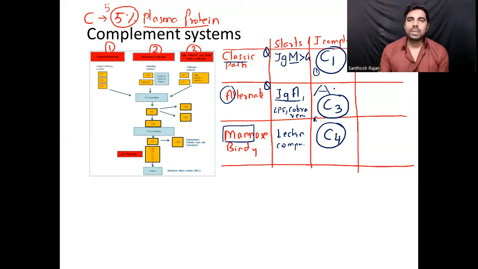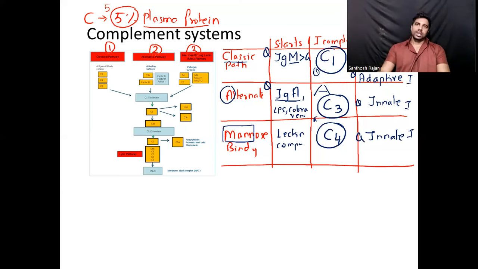As I told you, I've repeated it many times: when we talk about the classical pathway, which immunity are we talking about? Adaptive. Classic is adaptive, not innate. But alternate and mannose, as I told you, are innate immunity. This was also a question. Adaptive immunity for classic, innate immunity for the other two.